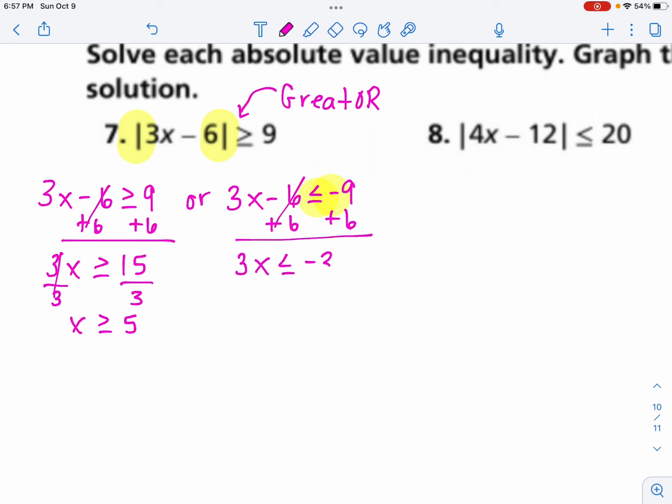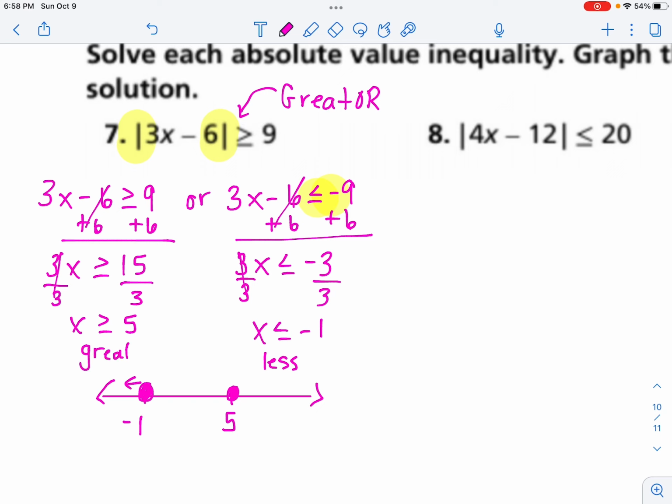We're then going to create our graph here on the number line. So at negative 1, we have a closed circle, and our values of x are less than or equal, making them go to the left. Versus at positive 5, we also have a closed circle. However, our values of x are greater, going to the right. So we're shaded going in opposite directions.